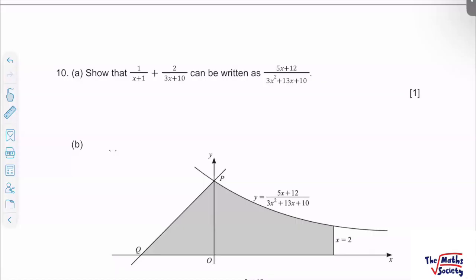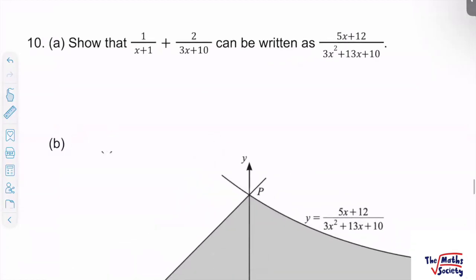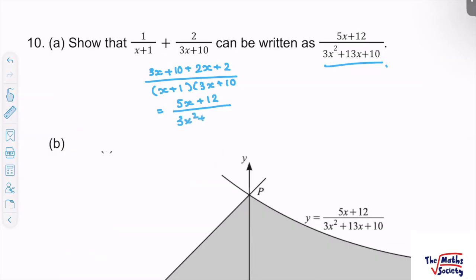Okay, so now moving on to question 10, you just need to show that they can be written as given. So it's just going to be 3x plus 10 plus 2x plus 2, and you're just going to multiply x plus 1 and 3x plus 10. So you're going to have 5x plus 12 divided by 3x squared plus 10x plus 3x plus 10. So that's equal to 5x plus 12 divided by 3x squared plus 13x plus 10. So it's shown.